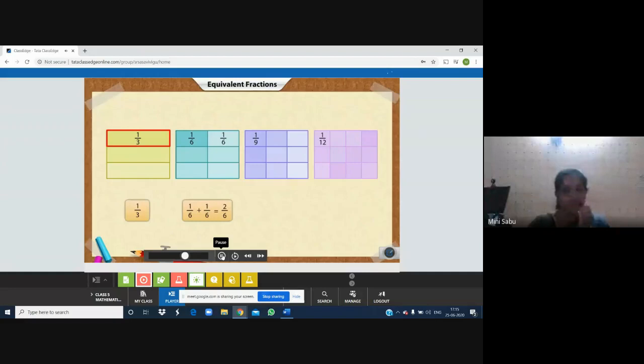Also, 1 upon 3 in the first square is the same as 1 upon 9 plus 1 upon 9 plus 1 upon 9, or 3 upon 9, in the third square. Here also, children, we are adding like fractions, 1 upon 9 plus 1 upon 9 plus 1 upon 9. Since the denominators are the same, we call them like fractions. In such cases, we add the numerators 1 plus 1 plus 1 equals 3, and the denominator will remain the same.